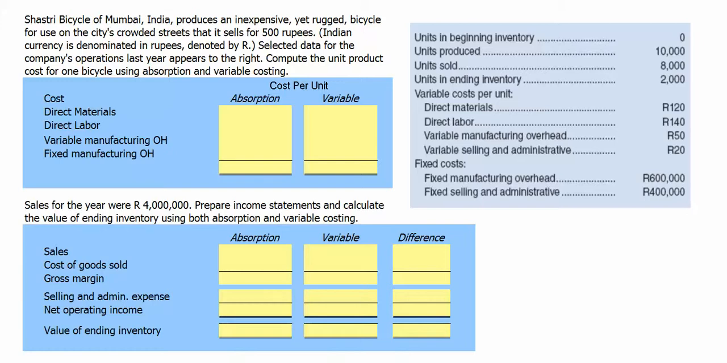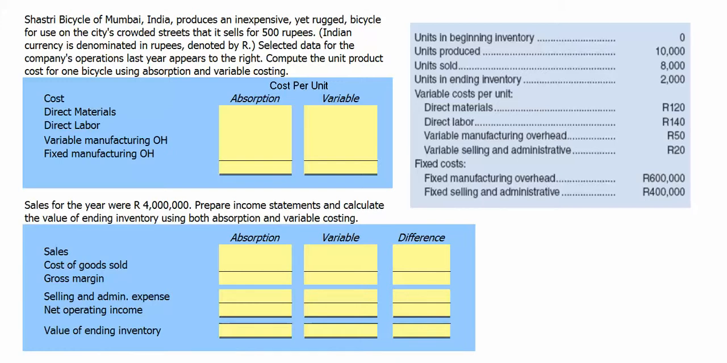Recall, in absorption costing, full absorption costing, which is GAAP-based, we treat all manufacturing costs, direct material, direct labor, variable manufacturing overhead, and fixed manufacturing overhead as product costs, whereas in variable costing, only direct materials, direct labor, and variable manufacturing are considered product cost. Our fixed manufacturing overhead will flow directly to the income statement as part of cost of goods sold. Let's go ahead and begin.